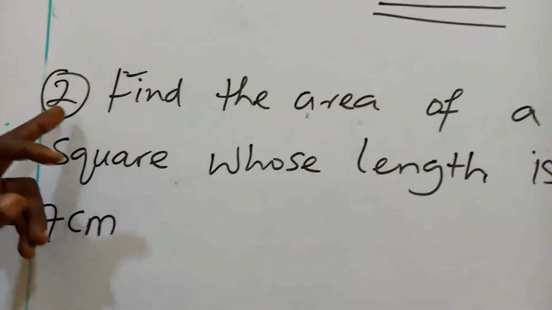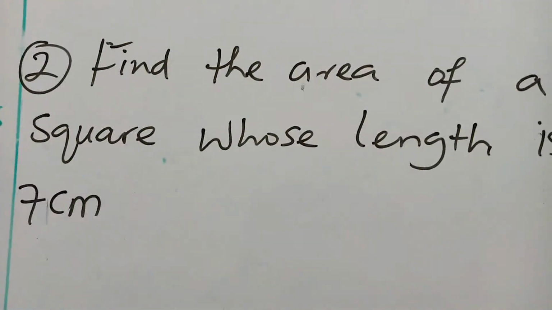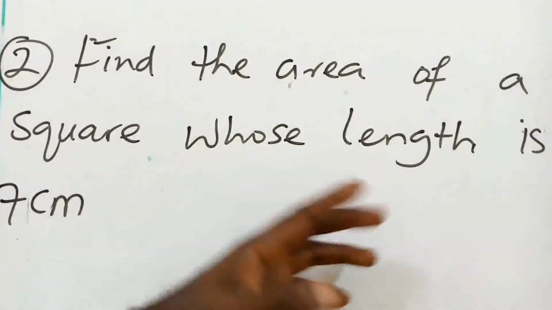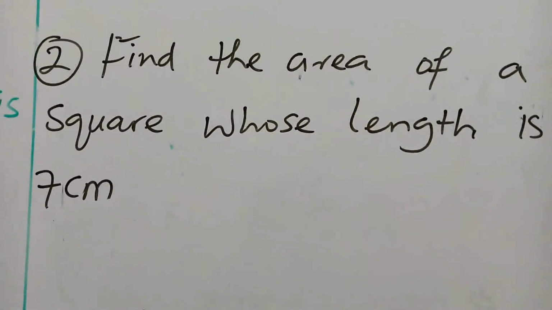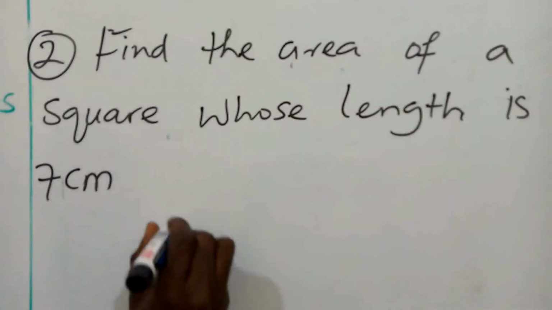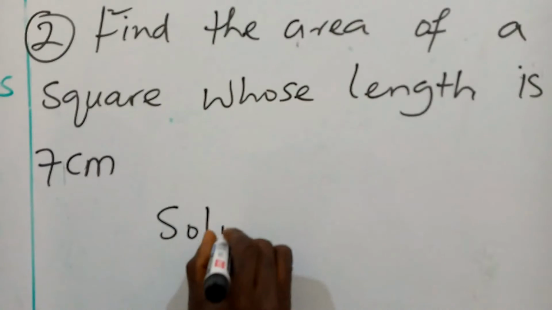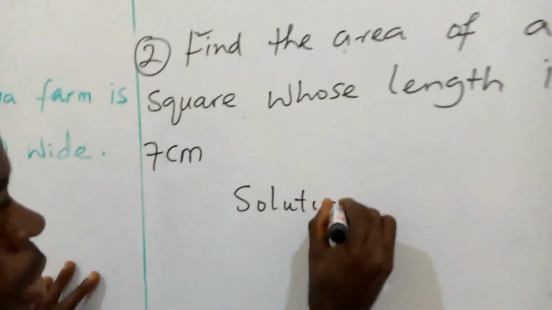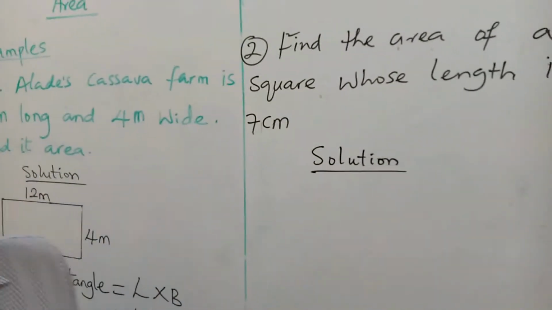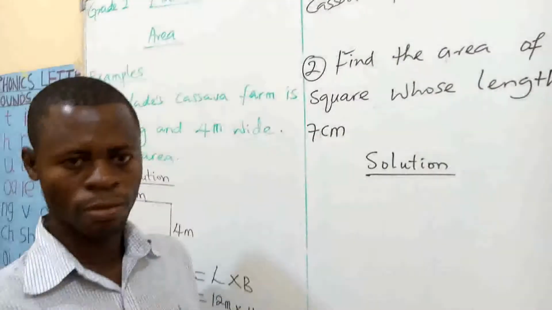Next, we are going to look at example 2. And the question there is, find the area of a square whose length is 7 centimeters. What you are going to do here is interpret the question, since it's a word problem, in order to find it easier to solve.